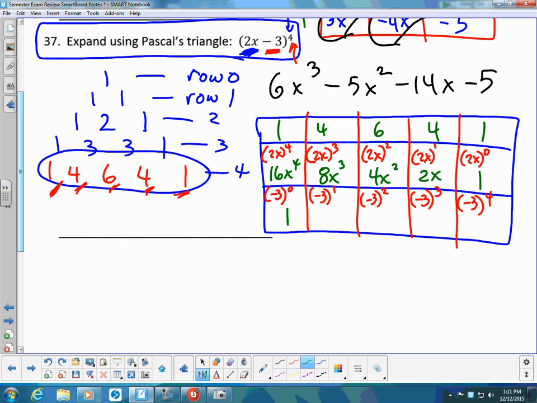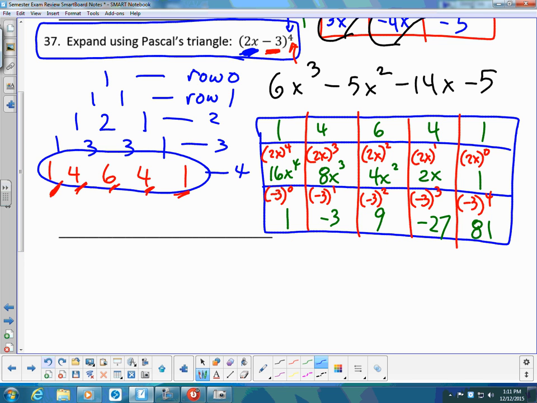Negative 3 to the 0 is going to be 1, because anything to the 0 power is 1. The next one's negative 3 to the 1st, that's negative 3. This next one's negative 3 times negative 3, which is a positive 9. Negative 3 times negative 3 times negative 3 is a negative 27. And negative 3 quantity to the 4th is going to be a positive 81. Notice that these did go positive, negative, positive, negative, positive, right?